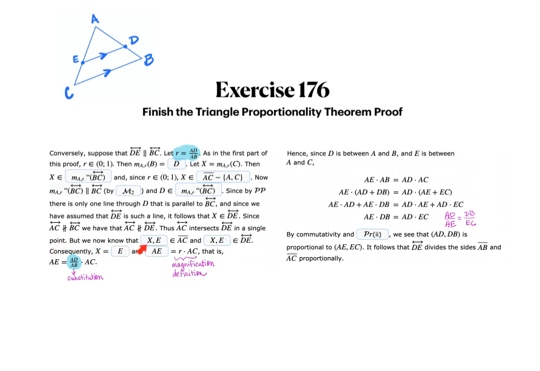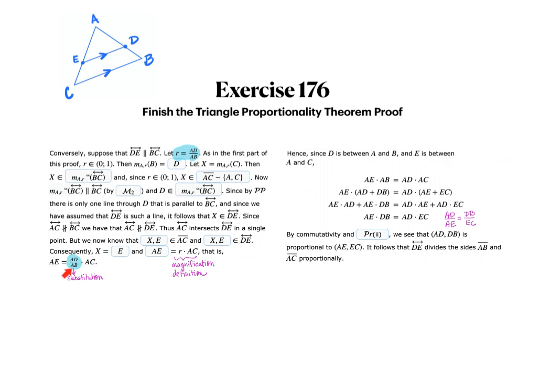But we now know that X and E are elements of AC, and X and E are elements of DE. Consequently, X equals E, and AE equals R times AC. That's the definition of magnification. That is, AE equals AD over AB times AC. This is by substitution. Remember, we let this be R. Hence, D is between A and B, and E is between A and C.